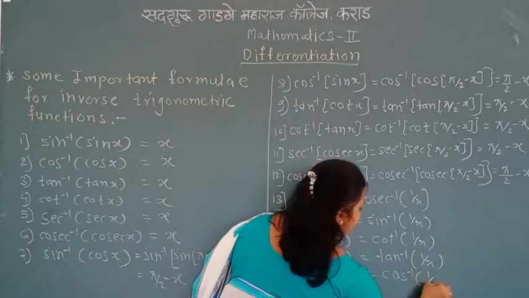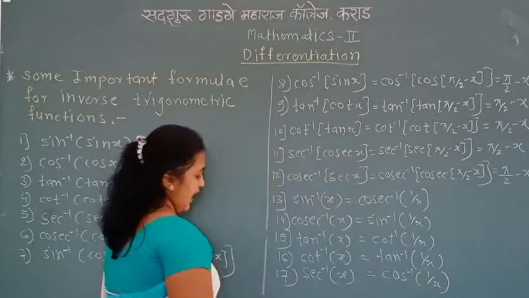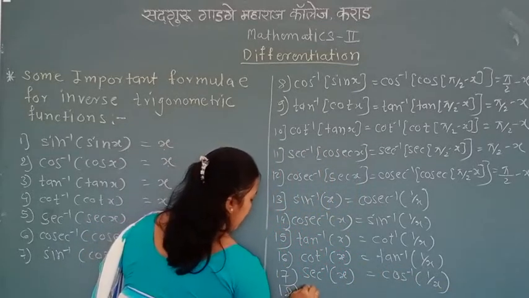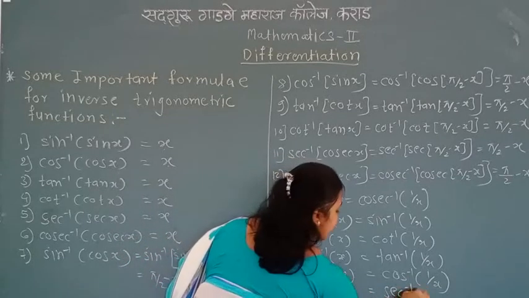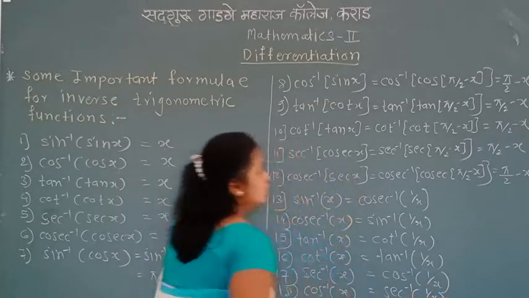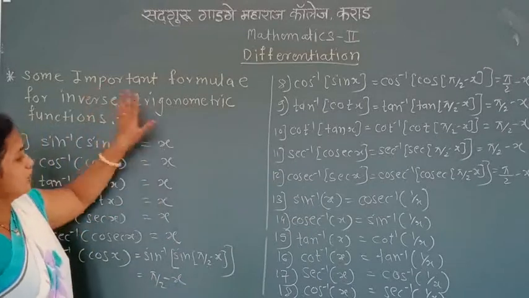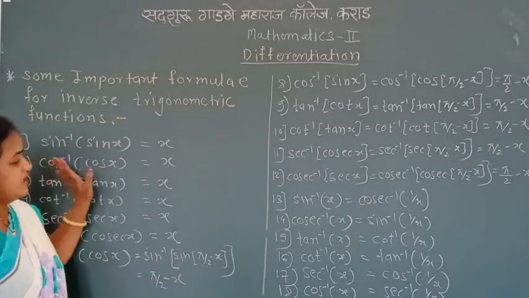Cos inverse of 1 by x, and 18, cos inverse of x. We can write sec inverse of 1 by x. So this is a formula for trigonometric inverse functions.